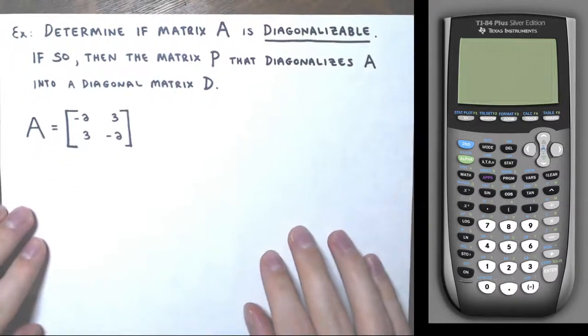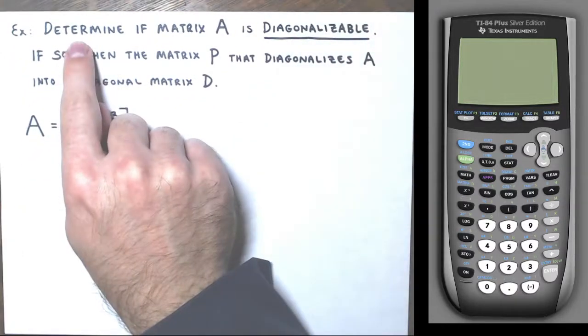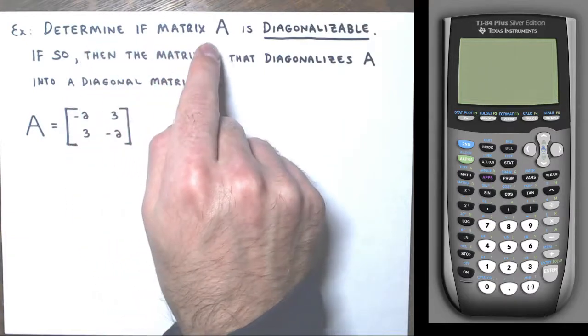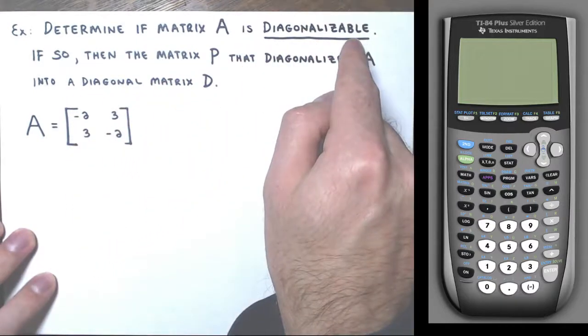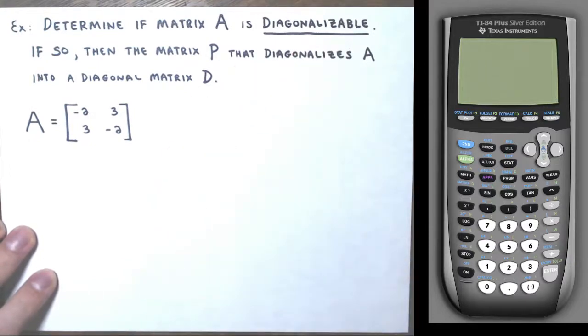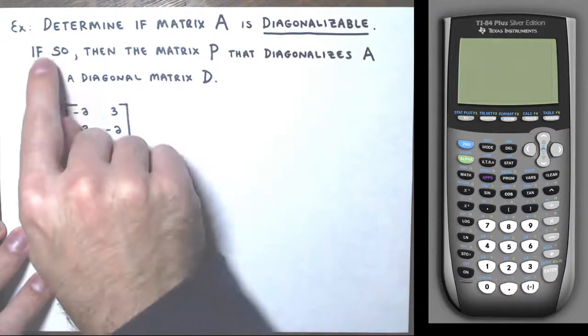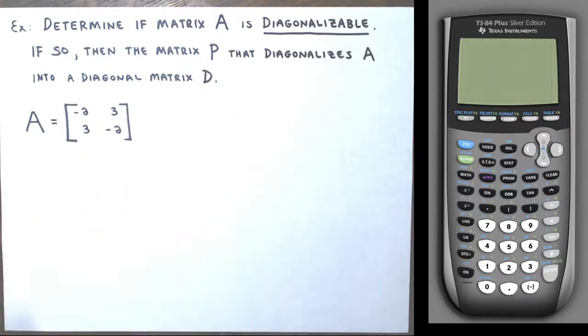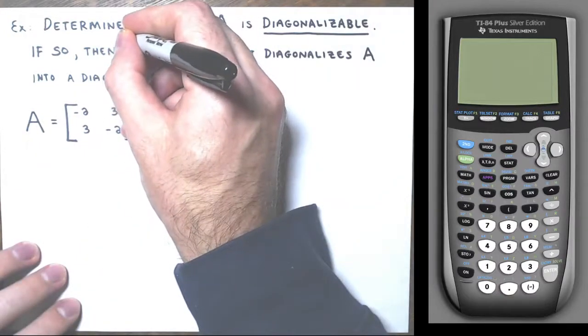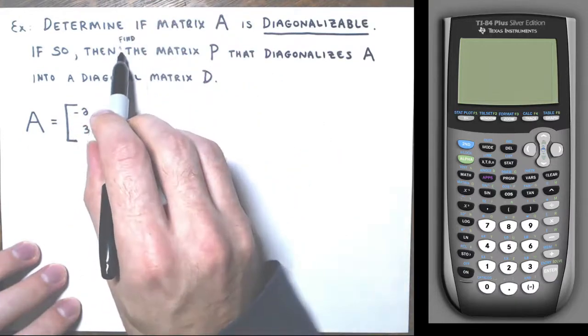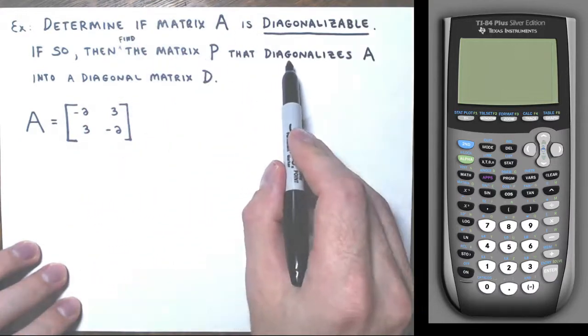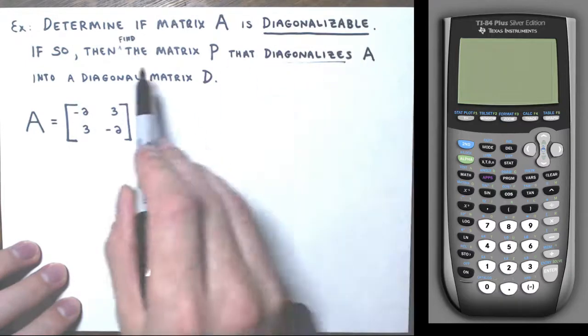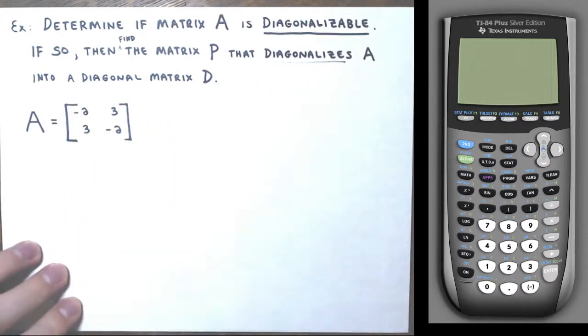So for each example, I have the same instructions. I'm asking first, determine if matrix A is diagonalizable. Right? Would it have n independent eigenvectors? If so, then find the matrix P that diagonalizes A into a diagonal matrix D. Okay.